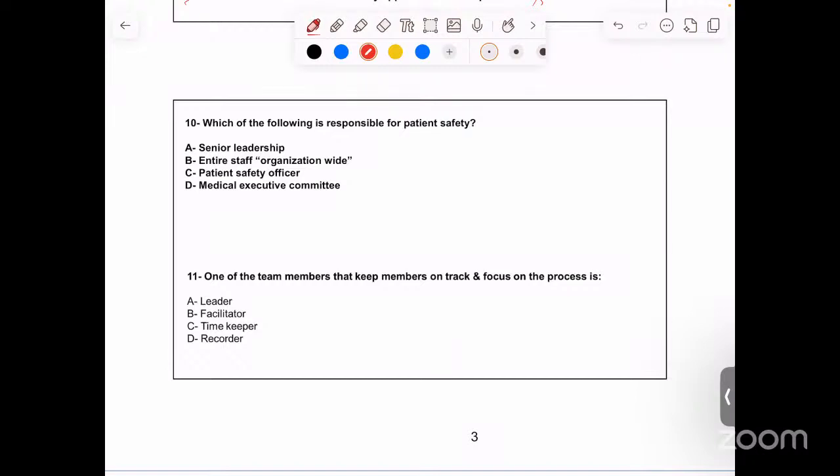The answer here is the entire staff or organization wide. Patient safety is the responsibility of all staff across the organization.